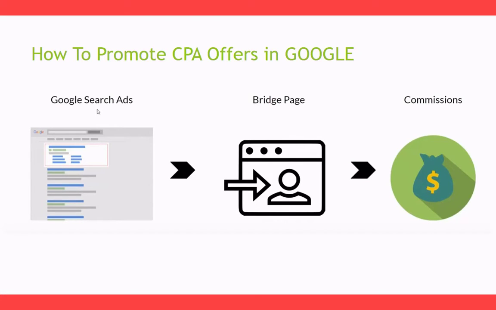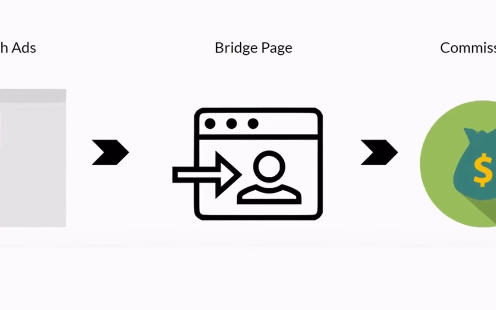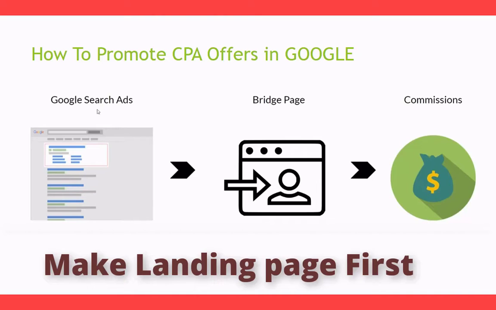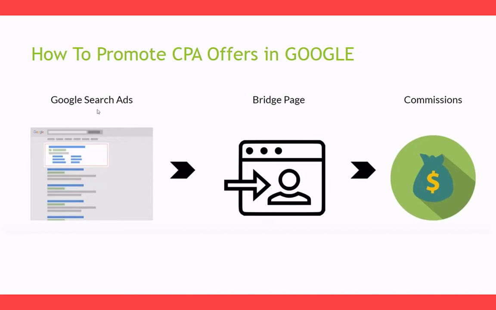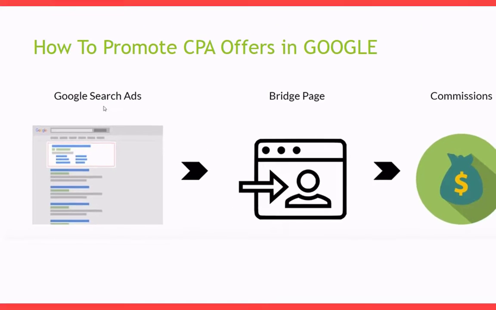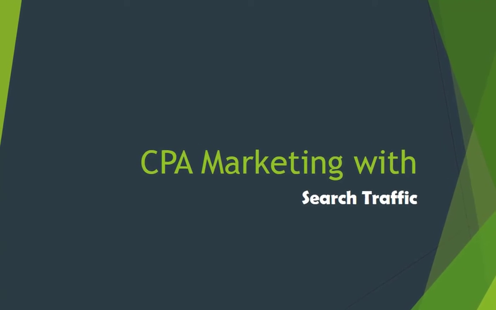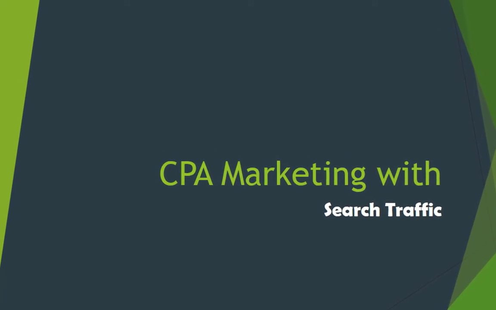If you don't know what a bridge page is, it's basically a middleman between your affiliate link and your Google search ads. If you just promote your affiliate link on Google search, then you will get banned. So you have to build this bridge page first, which is kind of like your own website. Your affiliate link will be in this website, and if someone clicks on that link and signs up for the free trial, then you will get a commission. This is really simple to do. This is just the basics of promoting a CPA offer on Google search.